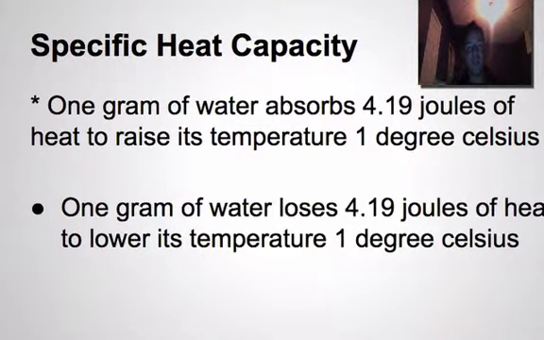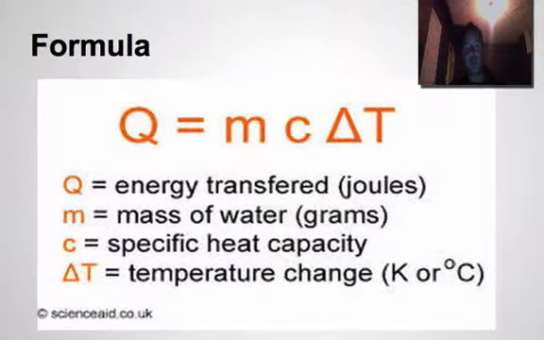So in saying that, 1 gram of water is going to absorb 4.19 joules of heat in order to raise its temperature by 1 degree. And the same is true in the inverse. 1 gram of water is going to lose 4.19 joules of heat to lower its temperature by 1 degree Celsius. So the formula for specific heat capacity is Q equals mc delta T.